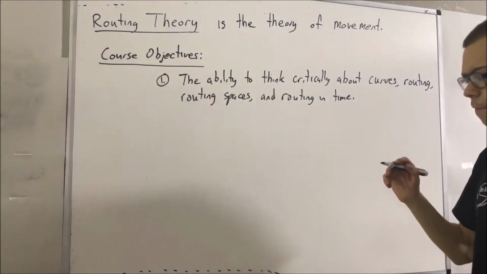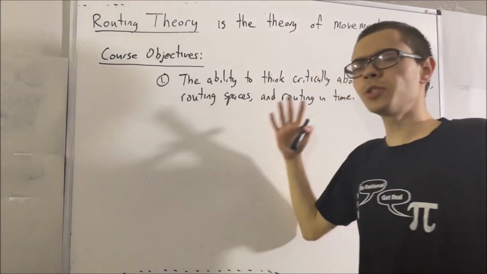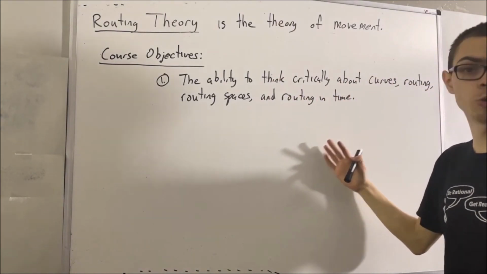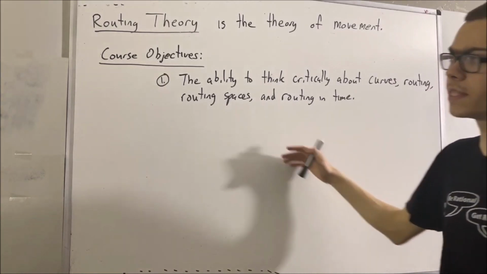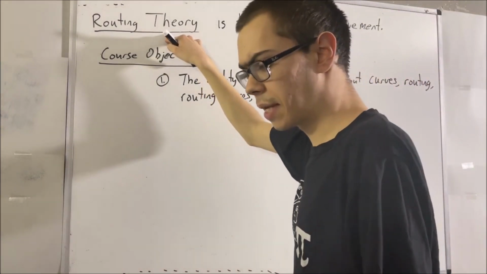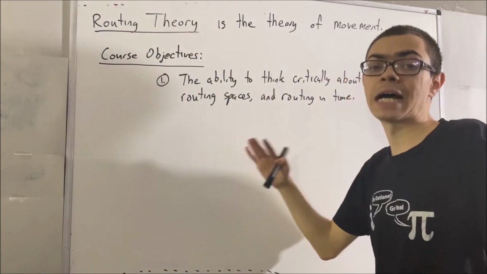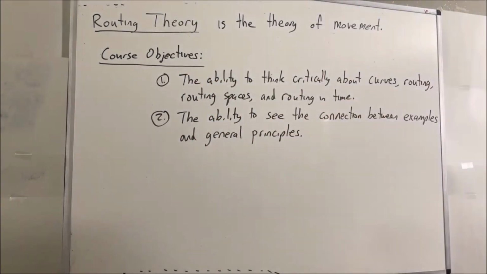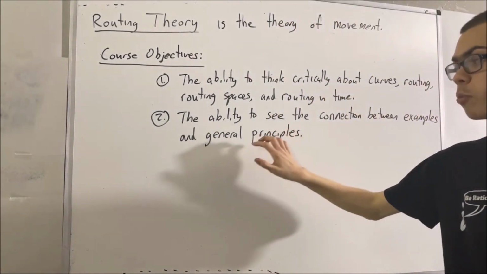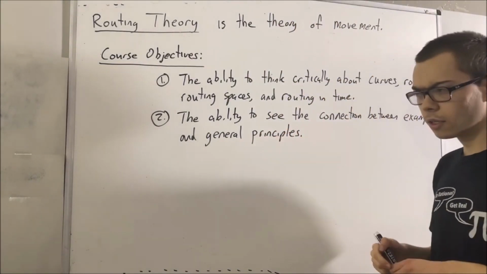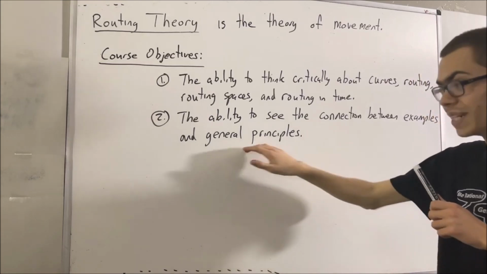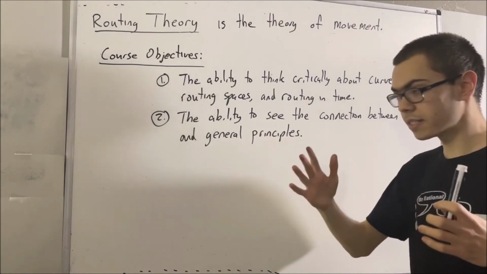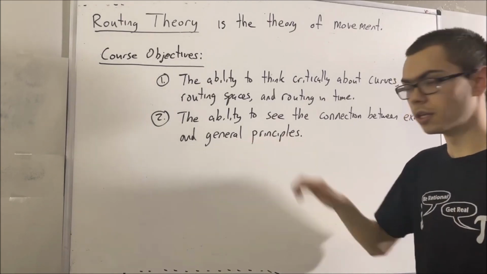Now, the second objective is to be able to think about examples and how they relate to general principles. After all, this is a theory course. We're going to be thinking about the more general principles behind what we're talking about. How do we actually know that the general principles themselves are correct? Well, we need to be able to find a way to reason about them. The ability to construct some sort of argument that says, well, those general principles are correct.